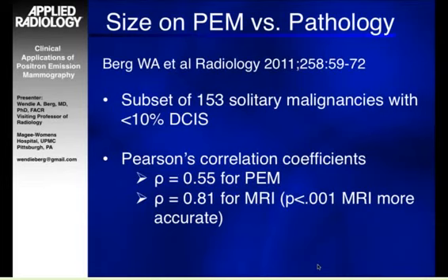If we look at the size of the cancer on PEM compared to pathology, it's hard, as you may be aware, to size. So we looked specifically at the subgroup of cases where there was a solitary malignancy and less than 10% of it was DCIS. And in that subset of patients, there was a strong correlation with size of histopathology for both modalities, although MRI was significantly more accurate at giving us the final size of the tumor than PEM.